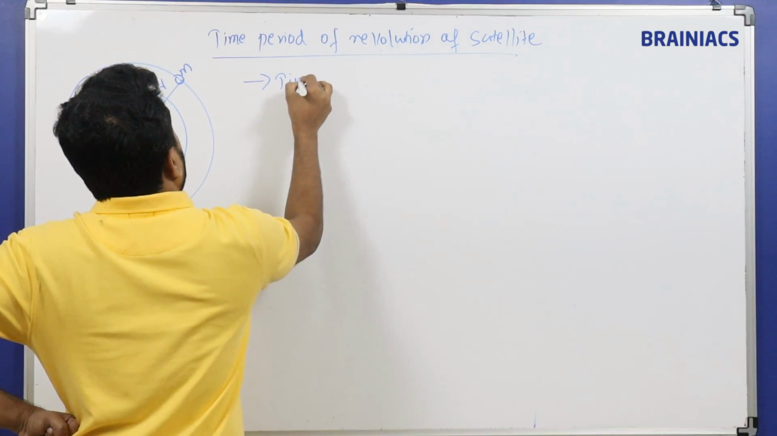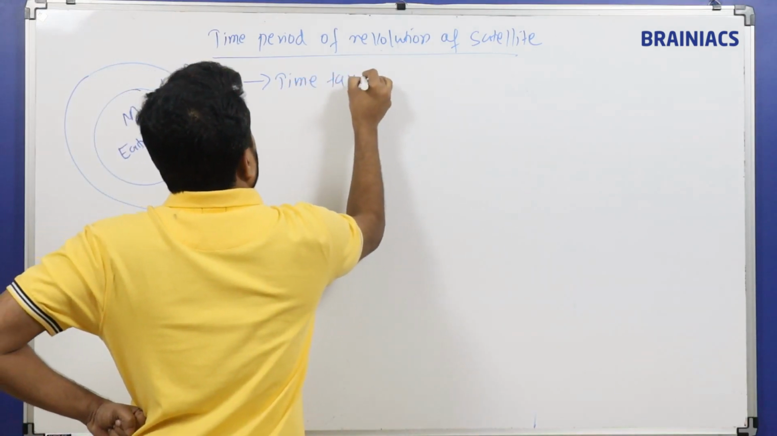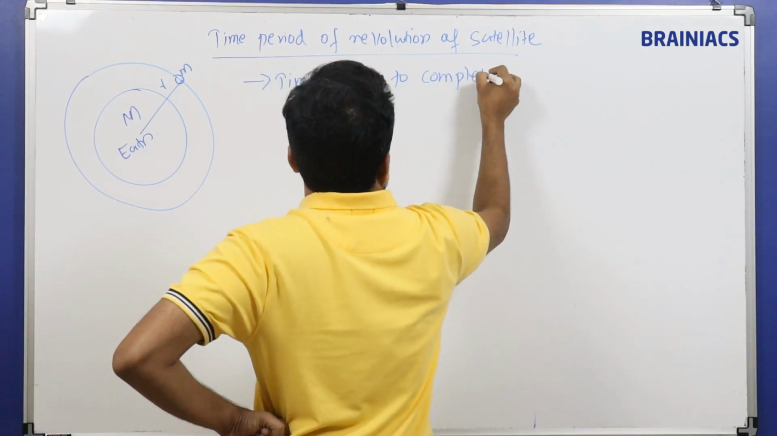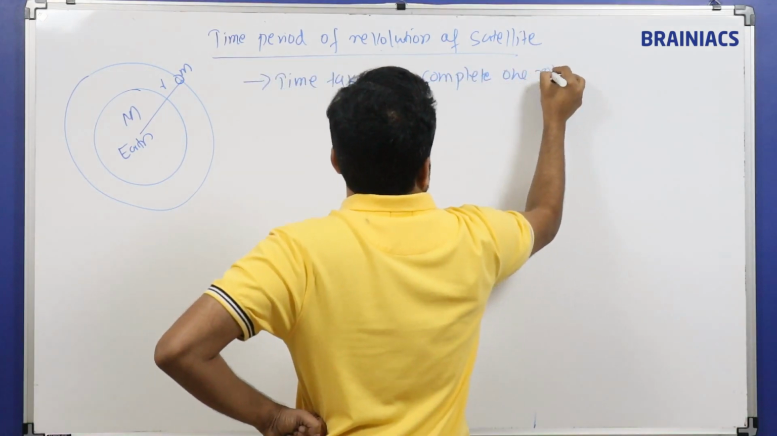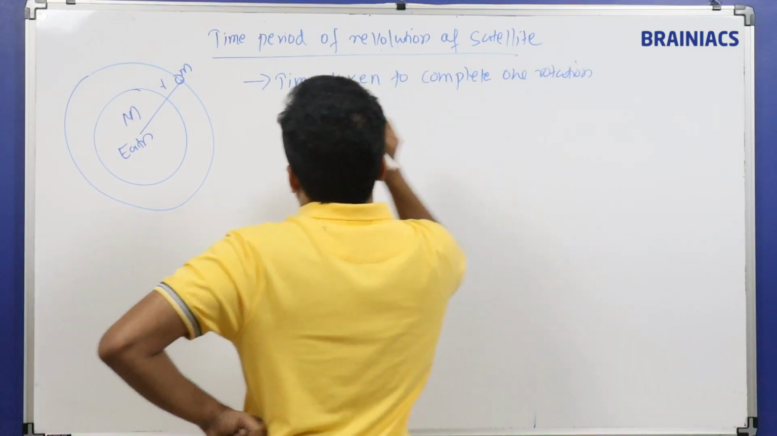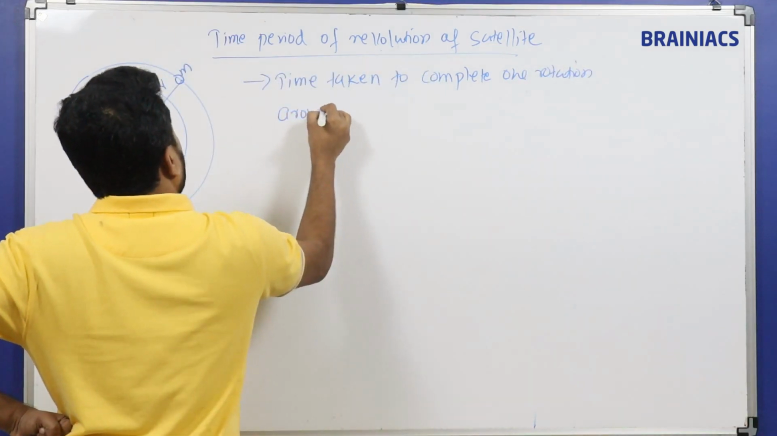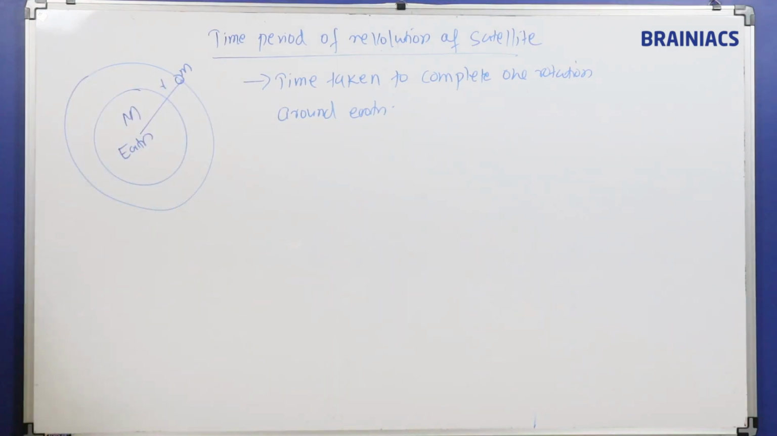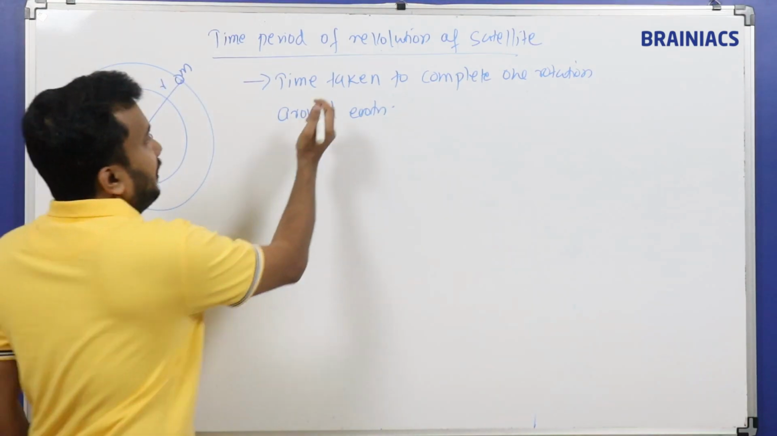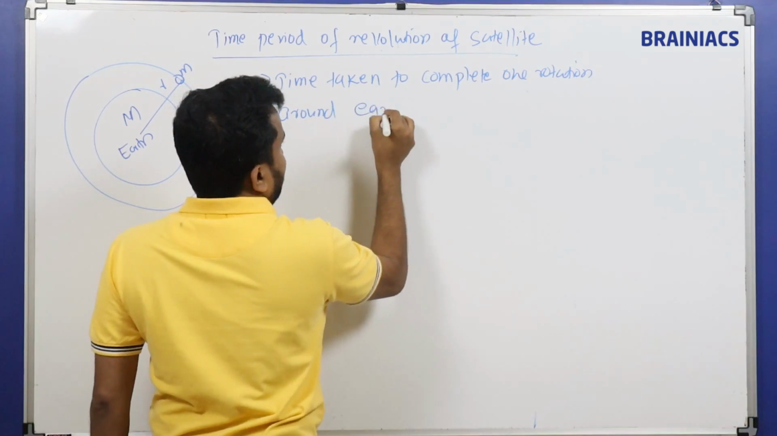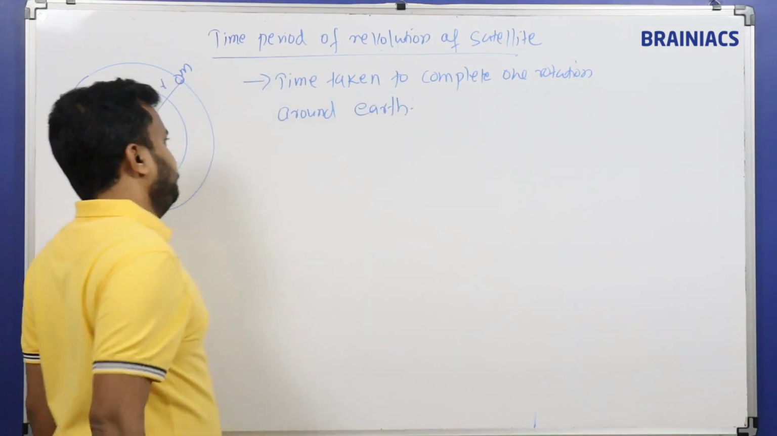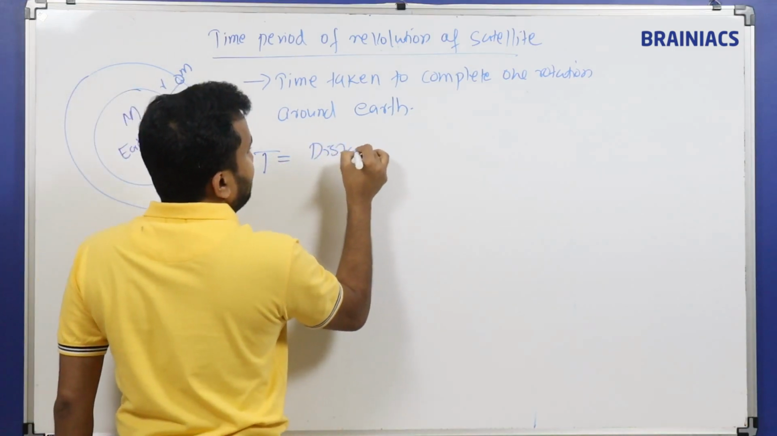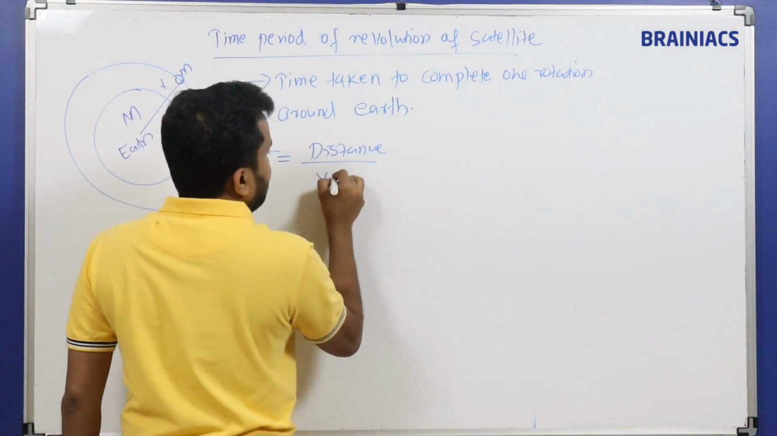So, time taken to complete one rotation around Earth. Earth is a planet, around Earth. So time taken to complete one rotation around Earth. Okay, so we know time period is equal to distance divided by velocity.